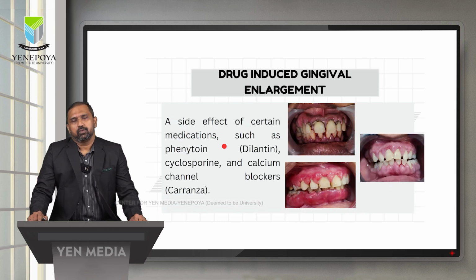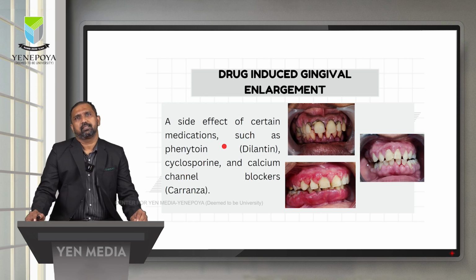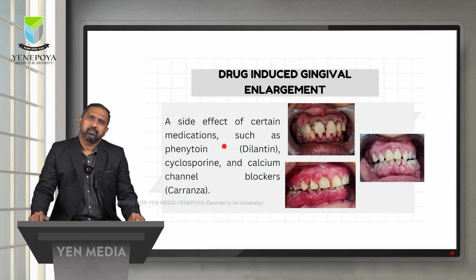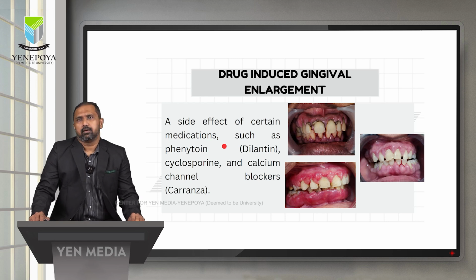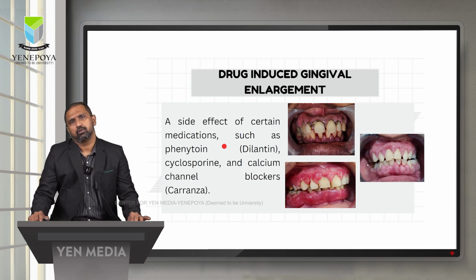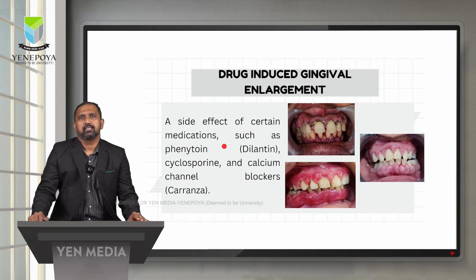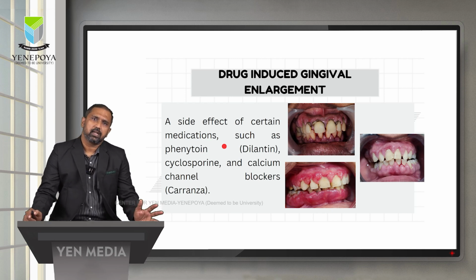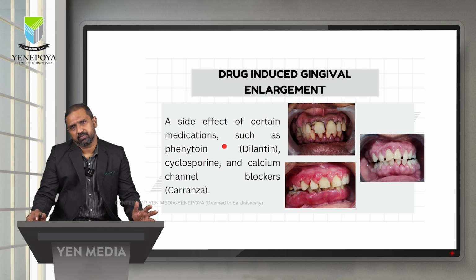Next is drug induced enlargement, which is the most common, around 4 to 7% of the population. One of the common ones is called drug induced gingival enlargement. This is one of the side effects of certain drugs which are used in the treatment of certain systemic conditions, especially epilepsy or hypertension or any kind of immunosuppressive drugs. These are classified as antihypertensive drugs, anti-epileptic drugs, and immunosuppressive drugs. These are the classes of drugs which have gingival overgrowth as one of their side effects.